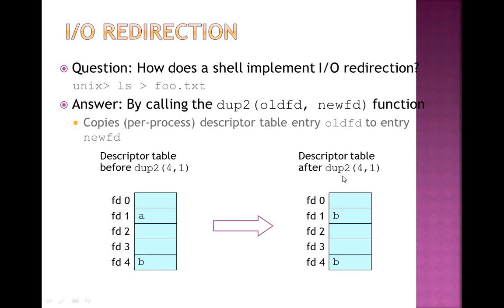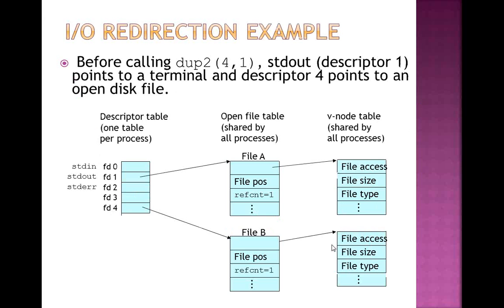Now if it is a duplicate value, using the duplicate function with 4 and 1, now 1 is replaced by the 4. Now 1 contains also B and 4 contains also B. Why? Because 1 is overwritten by, or replaced by, FD4.